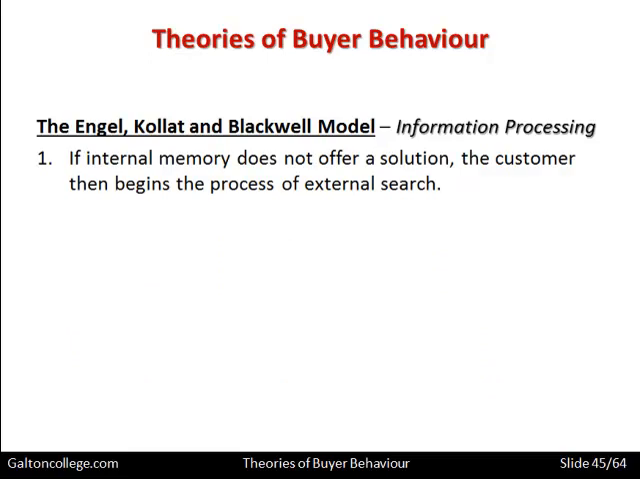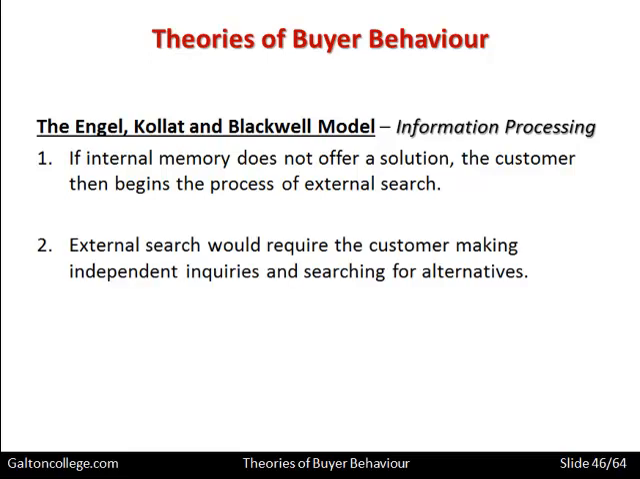If internal memory does not offer a solution, the customer then begins the process of external search. So if they can't find anything in their memory, then they'll start to search externally for more information and to process the information they've collected. So the external search will require the customer making independent inquiries and searching for alternatives. So the customer starts the process of talking to colleagues and going online looking for reviews and looking for more information.